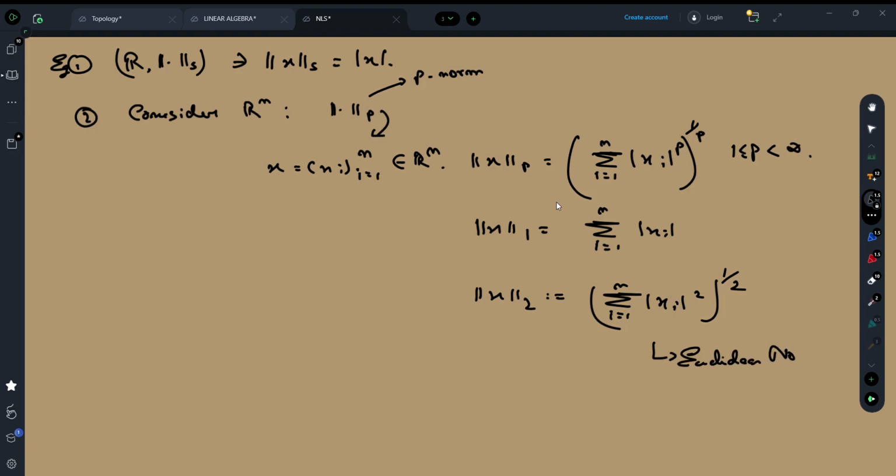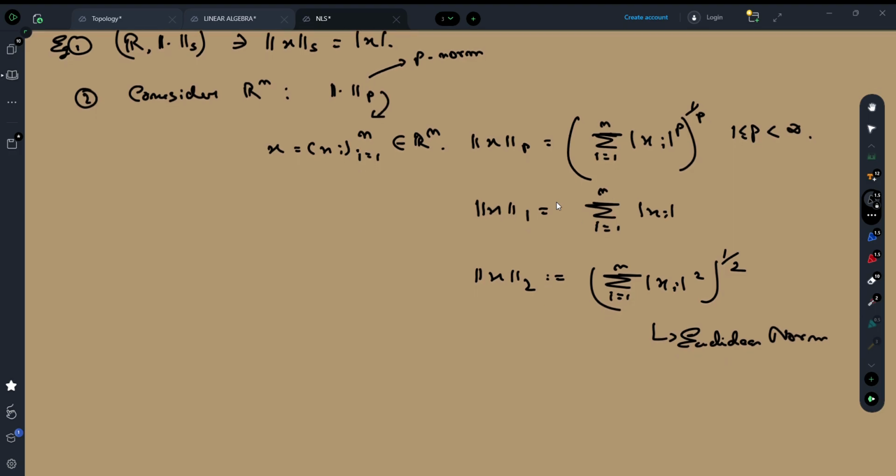Now this norm is quite relatable, right? Because if you consider the R2 plane, suppose you have a point here, you have a point here. Suppose this point is x equals to x1, x2. This point is y equals to y1, y2. So we choose 2 points from R2, we join them. What is the distance between these 2 points?